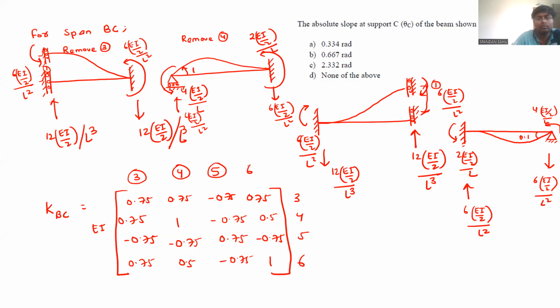Value 0.75. Sir, how have you calculated so fast? I have the values. Okay.